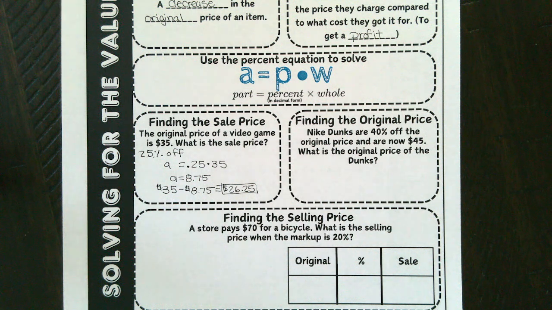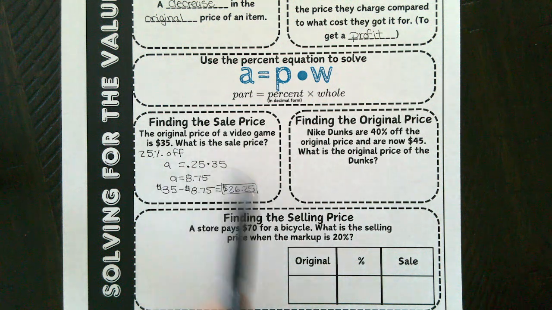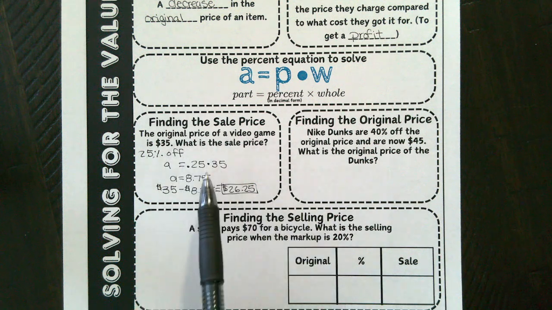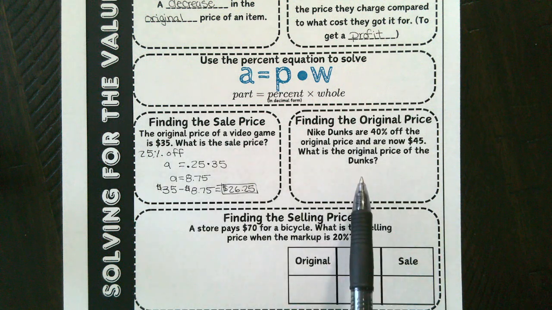And that is a pretty good deal. So this is how you would use this formula to figure out the cost I would actually have to pay when it says it's a percentage off. Now let's look at finding the original price. So here we found the sale price. Let's see if we can figure out the original price.